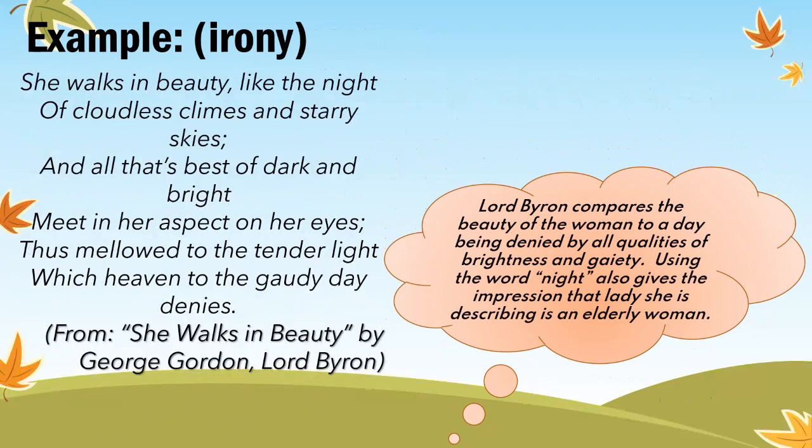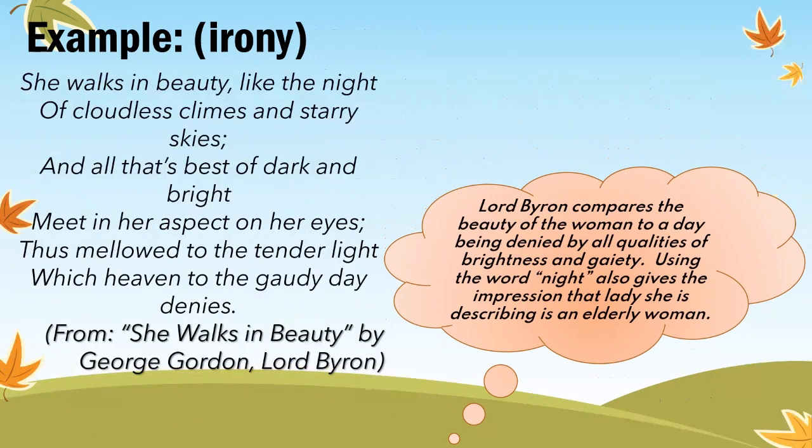So Lord Byron compares the beauty of a woman to a day being denied by all qualities of brightness and beauty. So how can you compare a woman to a day? And when you say day, it's the light of day. And then you describe that light of day as being less bright and being less gay or happy. That's kind of an ironic thing to do.